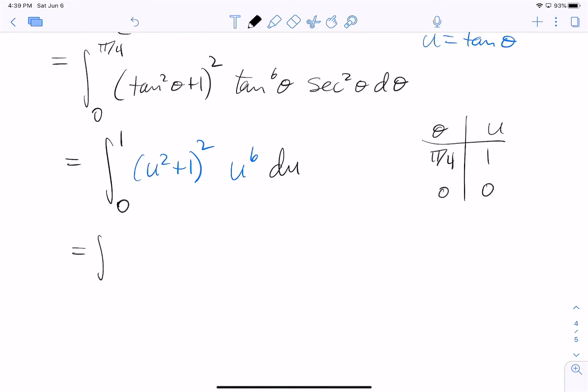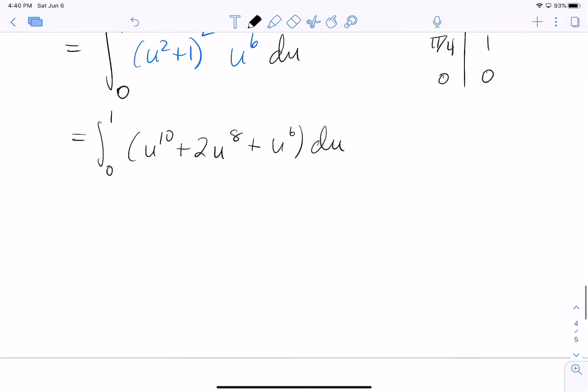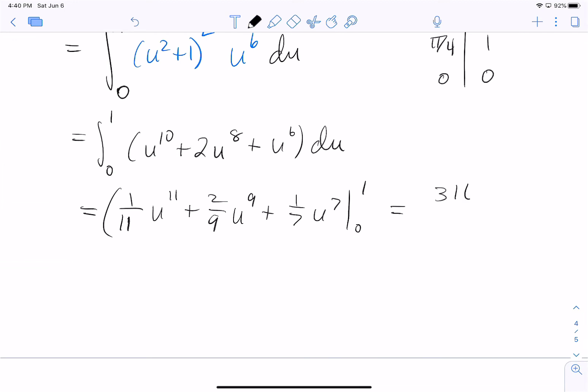Now, having substituted, we can simplify the integrand by multiplying, foiling really, the u squared plus 1 and then distributing the u to the 6th. We're going to end up with u to the 10th plus 2u to the 8th plus u to the 6th du from 0 to 1. And we can integrate that using the power rule. 1/11 times u to the 11th plus 2/9 u to the 9th plus 1/7 u to the 7th. This is evaluated from 0 to 1. The arithmetic turns out to be that the answer is 316 divided by 693.